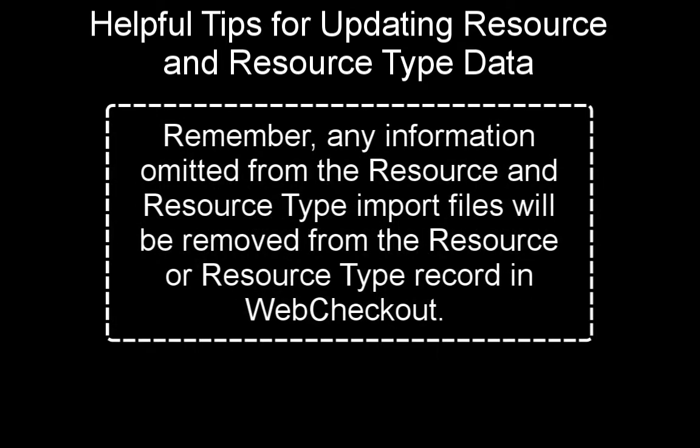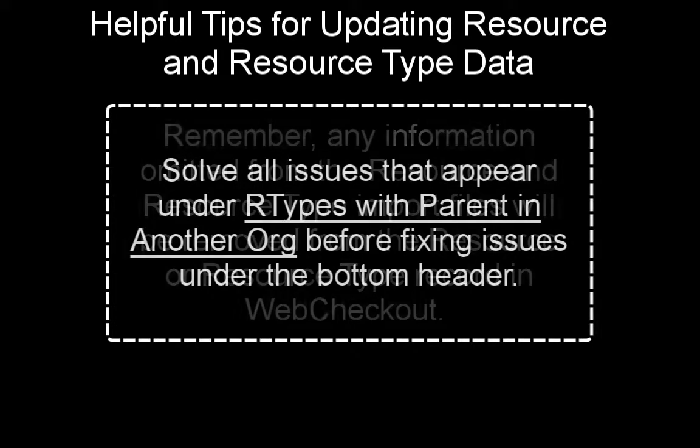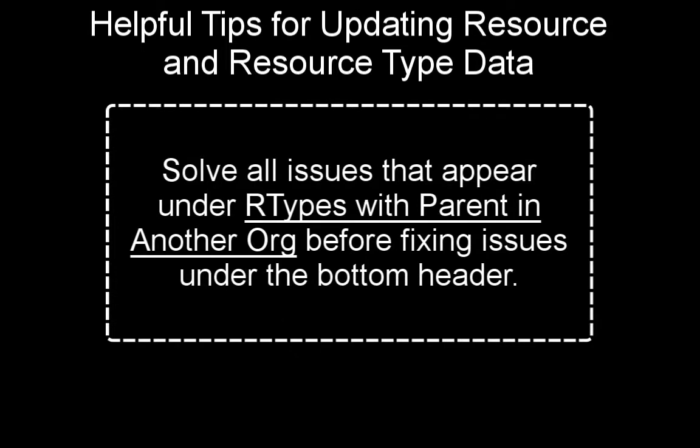Remember, any information left off or omitted from these files, such as barcodes, descriptions, or contained resources, will be removed from the resource or resource type information in WebCheckout. Solve all issues that appear in the top section of the System Checkup report under R-Type with a parent in another org, before fixing issues under the bottom header.